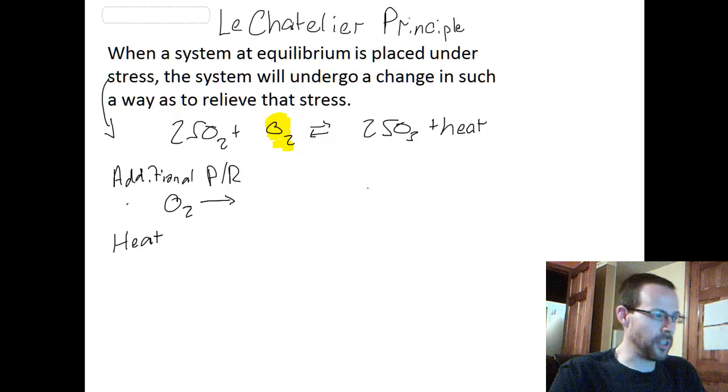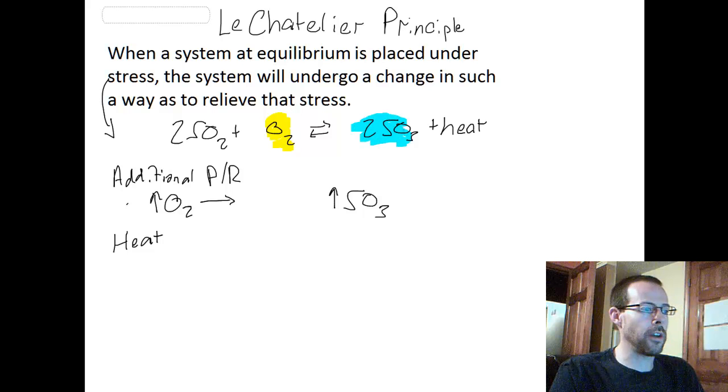Here is another complete example. Over here I increased my oxygen, and over here I increased my SO3. SO3 is a product, but I'm putting more SO3 in. So the reaction is going to want to take away some of that SO3 because I'm adding extra, and relieve that stress. In order to get rid of that stress, my reaction is going to go the opposite way, back to the left, and I'm going to make some more SO2 and O2.